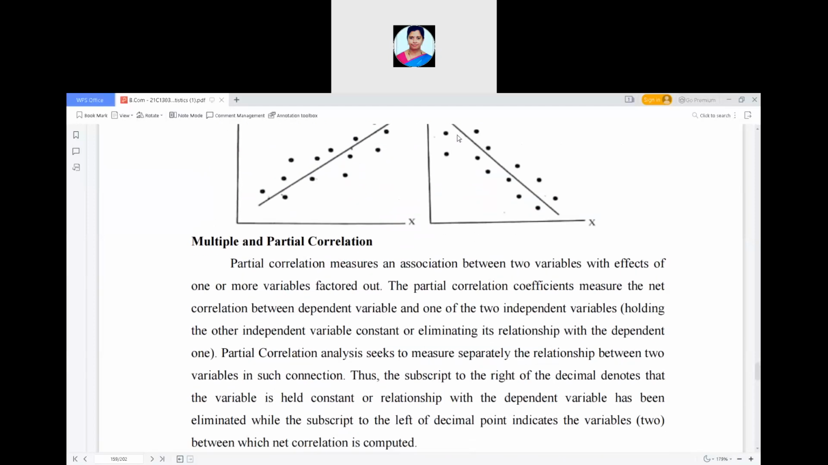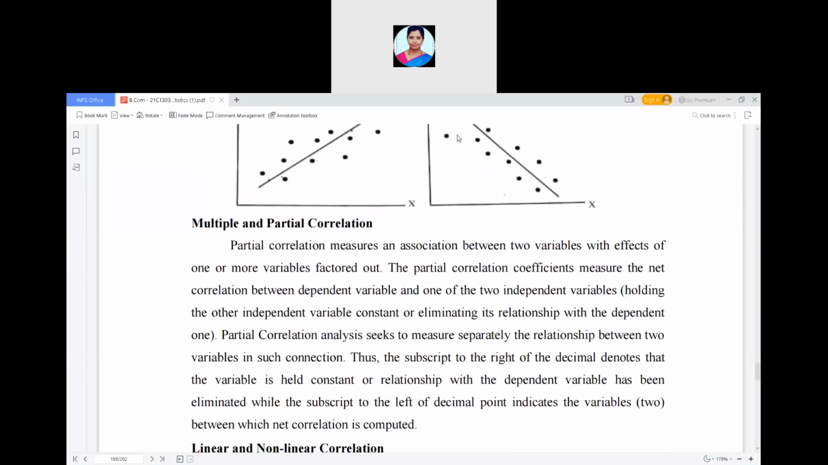So the next one is multiple and partial correlations. Partial correlation measures an association between two variables with the effect of one or more variables factored out. The partial correlation coefficient measures the net correlation between the dependent variable and one of the two independent variables. This partial correlation analysis seeks to measure separately the relationship between two variables in such connections.